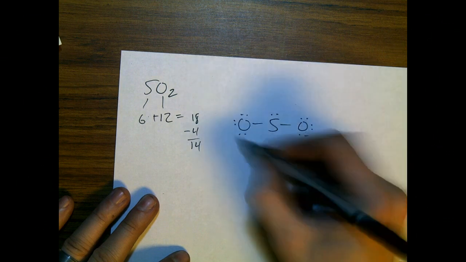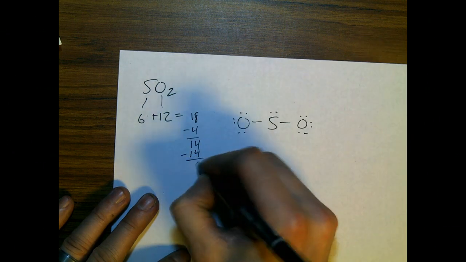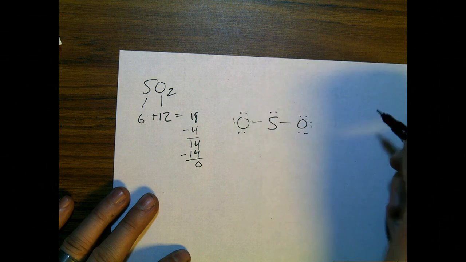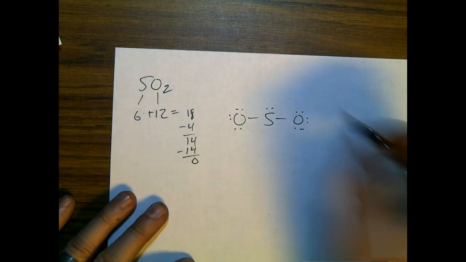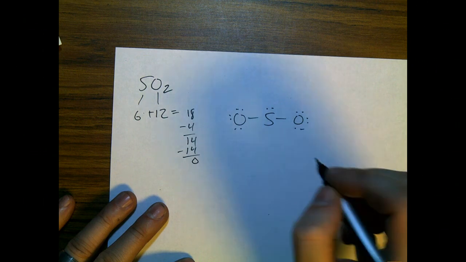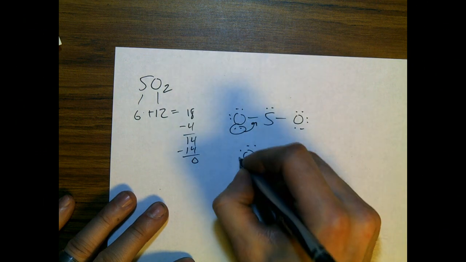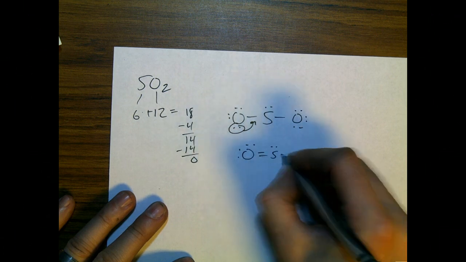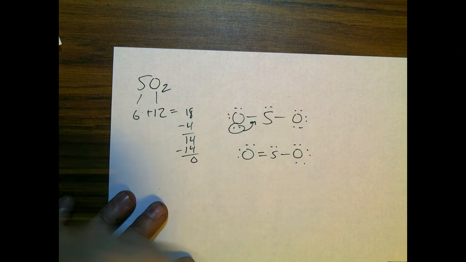When you fill up your octets on the outside, you now have to move to the inside, and I have a pair on the inside. So I've used all 14. Now remember, sulfur needs to have an octet just like the oxygens do on the outside, which means that if I don't have any valence electrons left and I need an octet on the center, I have to make a double bond. I will do that just like the last one, and I end up with a structure that looks like this. And again, your double bond could have been on that side as well.